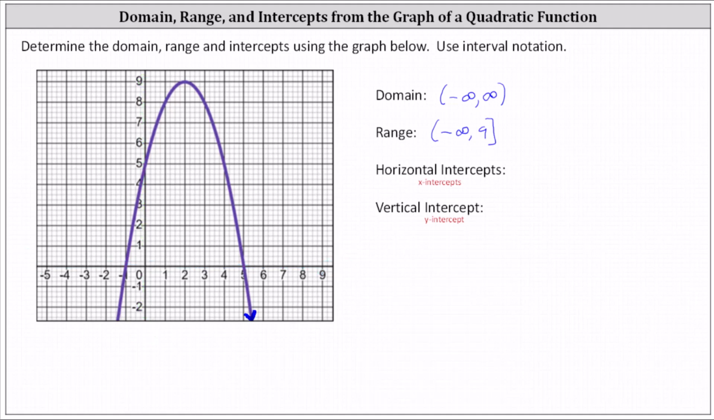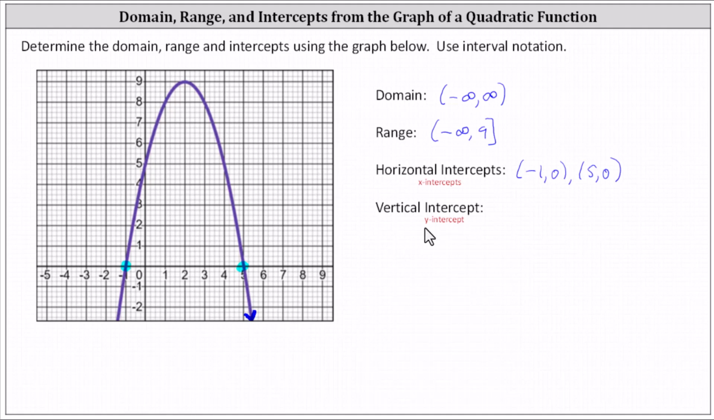The horizontal intercepts, or x-intercepts, are where the graph crosses or touches the horizontal or x-axis. Notice we have two horizontal or x-intercepts, (-1, 0) and (5, 0). It is important that we give the intercepts as ordered pairs because they are points on the graph. So again, the horizontal intercepts are (-1, 0) and (5, 0).